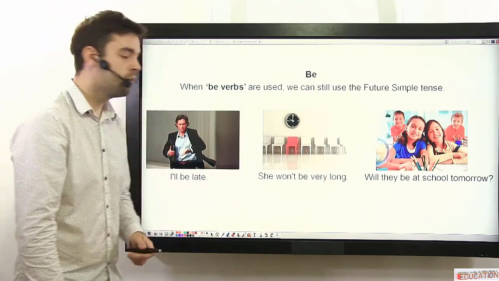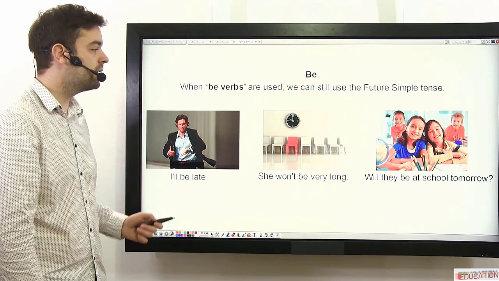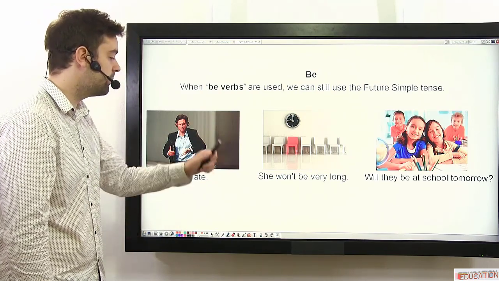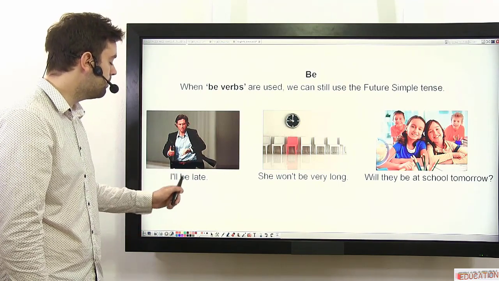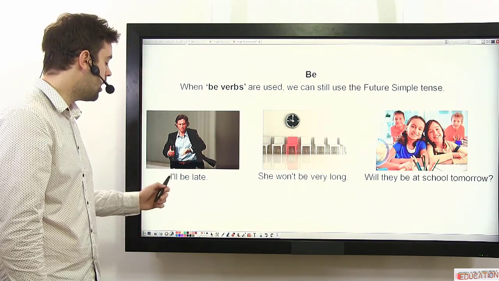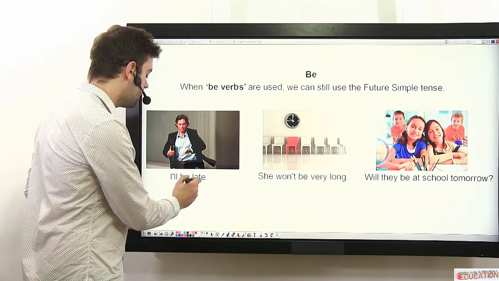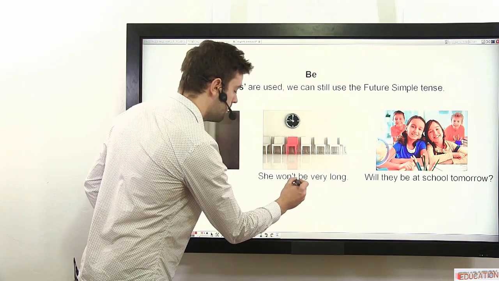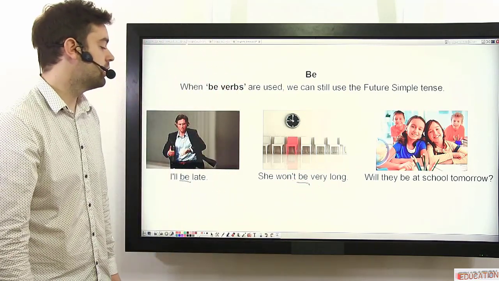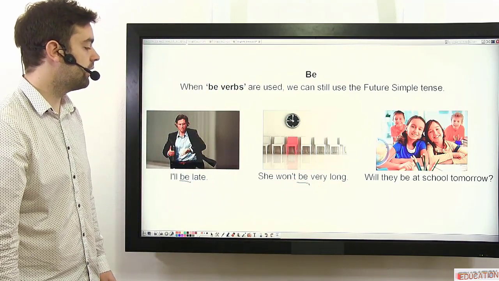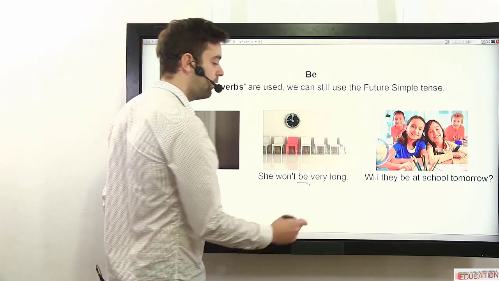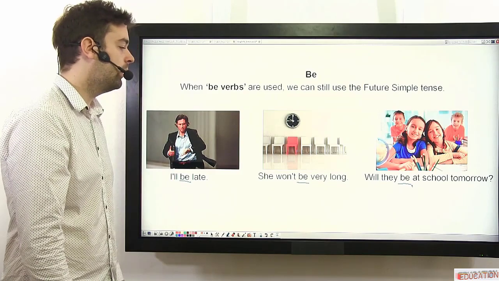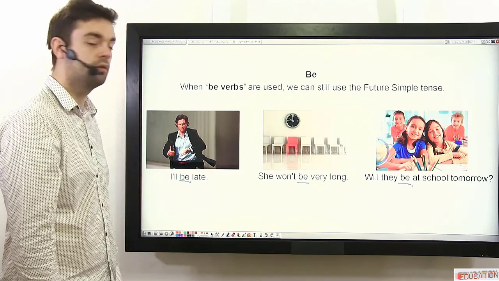When be verbs are used, we can still use the future simple tense. For example, I'll be late. She won't be very long. Will they be at school tomorrow?